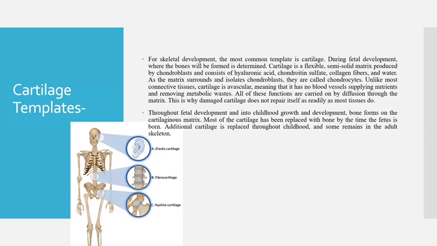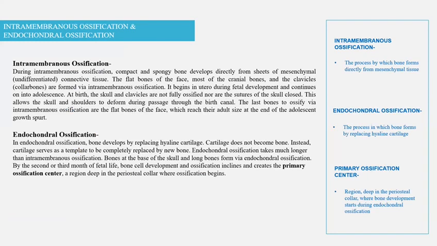Throughout fetal development and into childhood growth and development, bone forms on the cartilaginous matrix. Most of the cartilage has been replaced with bone by the time the fetus is born. Additional cartilage is replaced throughout childhood, and some remains in the adult skeleton. Intramembranous ossification and endochondral ossification.